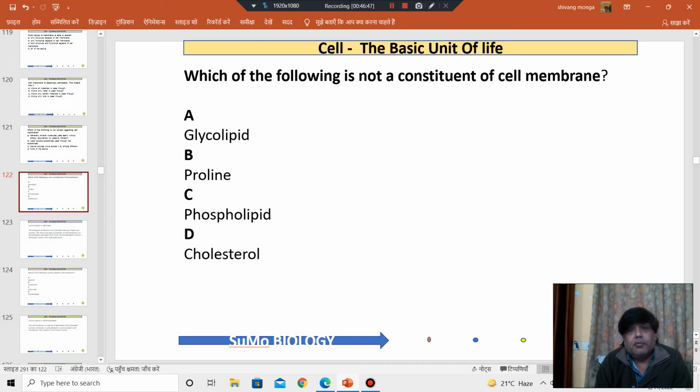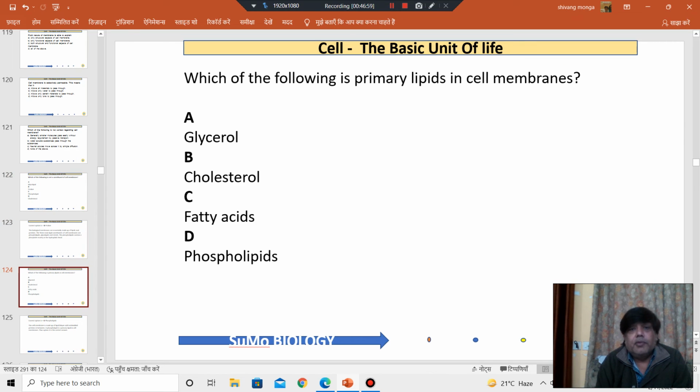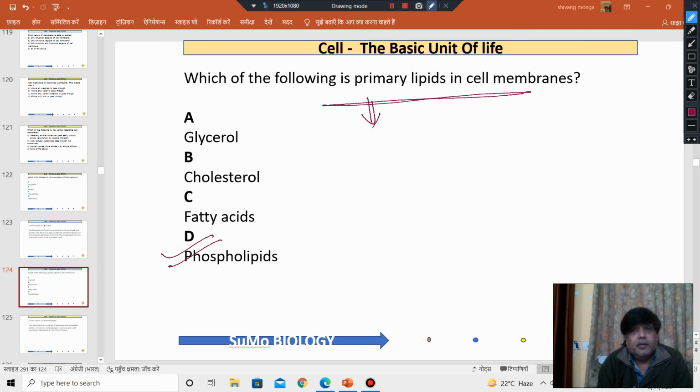Which of the following is not a constituent of the cell membrane? Proline is not, glycolipids are present, phospholipids are present, cholesterol is present, proline is not present. Which of the following is the primary lipid in the cell membrane? The predominant lipid is phospholipid.